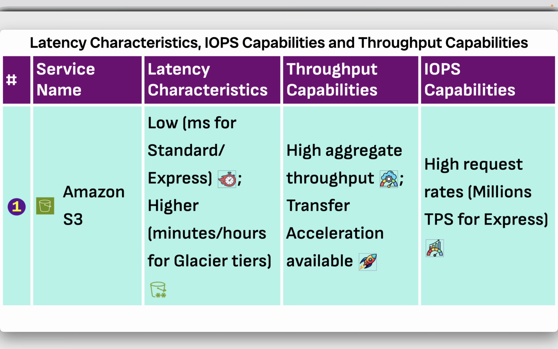First, Amazon S3. Latency is low. It is in milliseconds for Standard and Express, and higher, minutes to hours, depending on the tier, so Glacier has higher latency. Throughput is high aggregate throughput, and transfer acceleration is available. So this service has the transfer acceleration feature. And for IOPS, high request rates, so millions of transactions per second for Express.